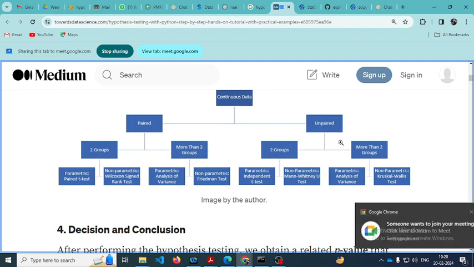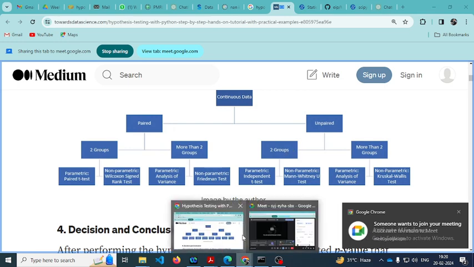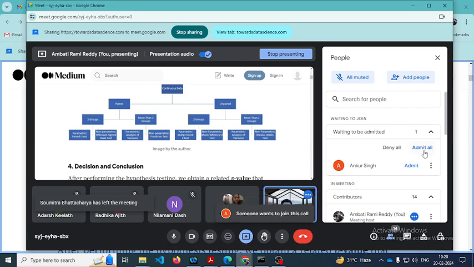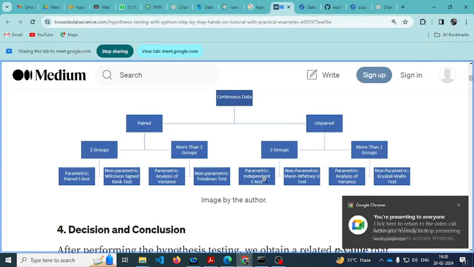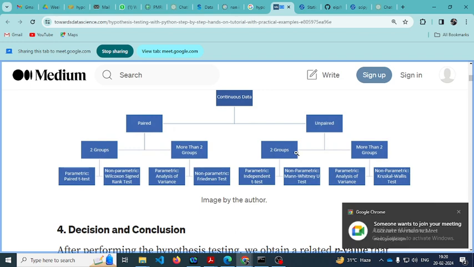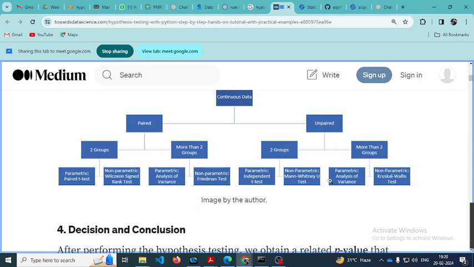If it is unpaired data with two groups, and it is parametric, then you consider the independent t-test. Here paired t-test, here independent t-test. If it is non-parametric, then you can go for the Mann-Whitney U test. You don't need to worry about these tests. They are already implemented in Python, with existing functionalities or libraries.